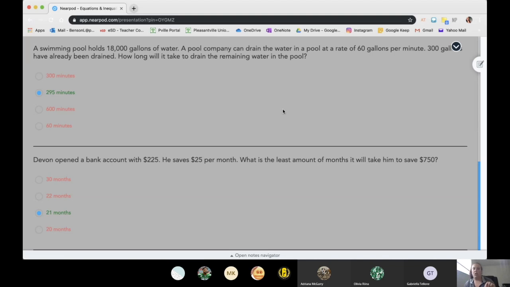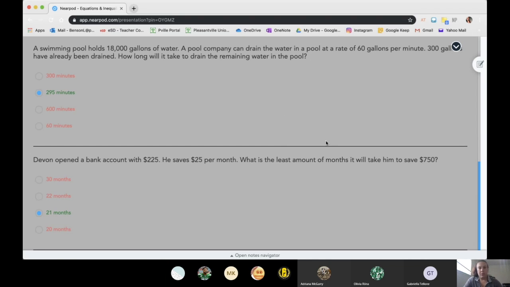And then it says that he saves $25 per month. So on top of that, it's a savings account, so he's going to add more to it. What is the least amount of months it will take him to save $750? Since it says least, it would be an inequality. It'd be 225 plus 25x, and then it would be less than or equal to 750. To solve this, I did 750 minus 225 to find how much more money he needs. Then I divided that by 25 to get the amount of months needed to reach 750. So the answer was 21 months.